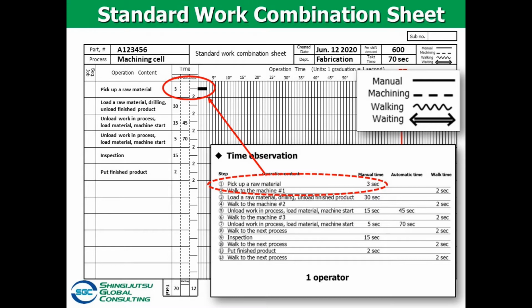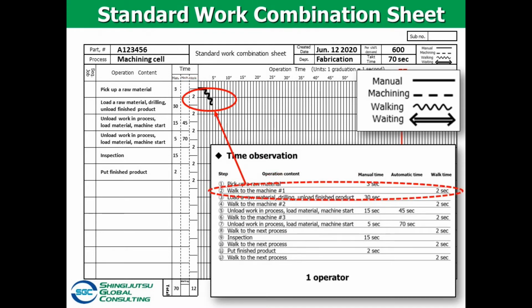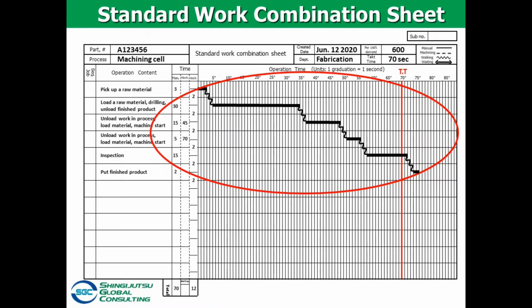The first work takes 3 seconds to get raw material, so draw the bold line like this. Walking to the machine number 1 takes 2 seconds. So, draw the wavy line like this. Use the bold line and wavy line after the manual work at machine number 1.